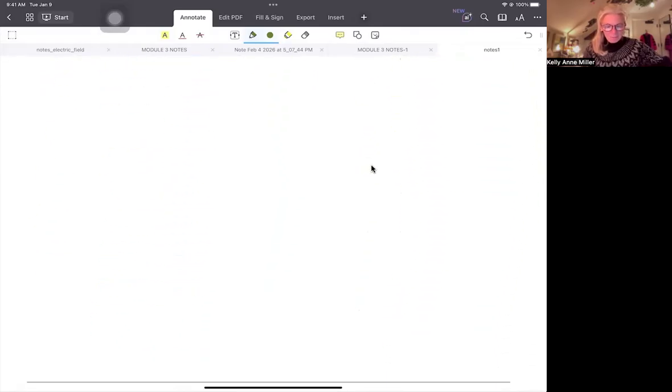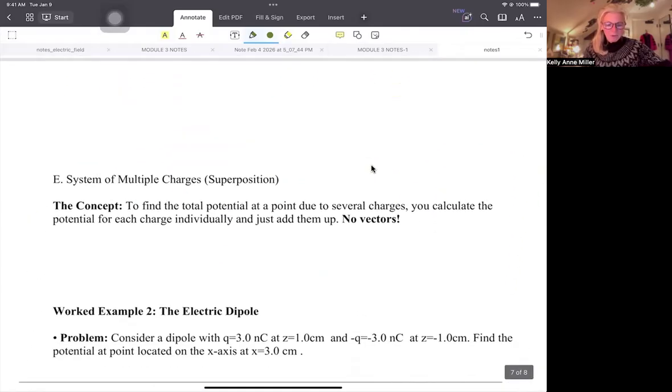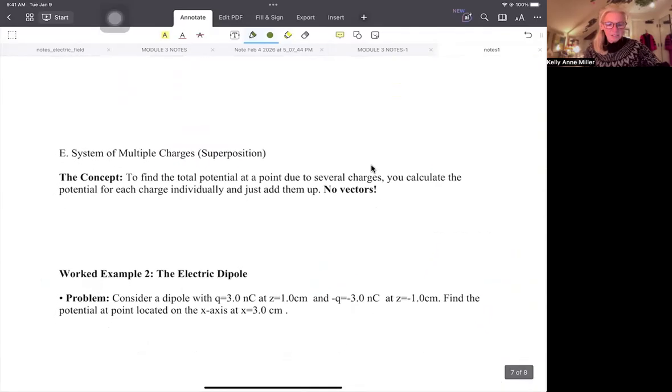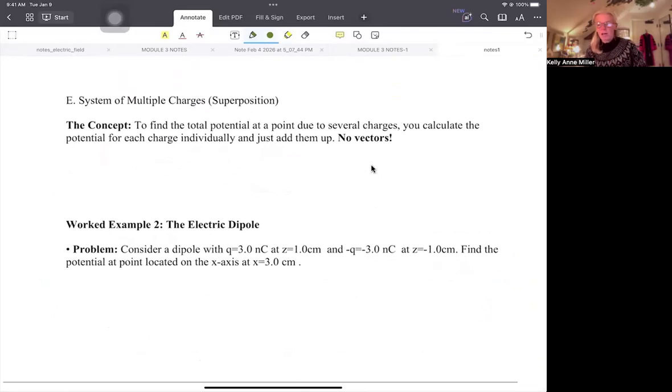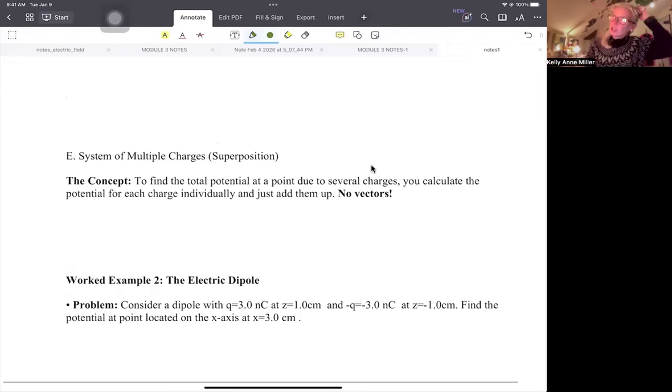Okay. So one more example, or actually, before we get to the other example, let's talk briefly about superposition as it applies to electric potential. Just like with field and just like with force, superposition also applies to electric potential.